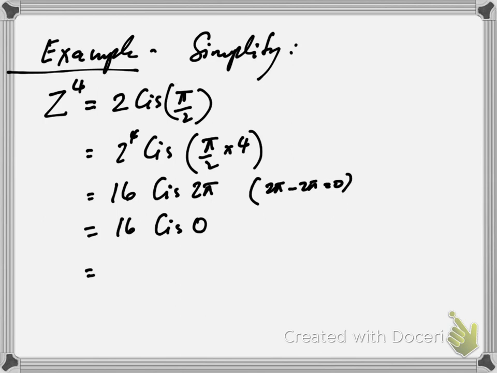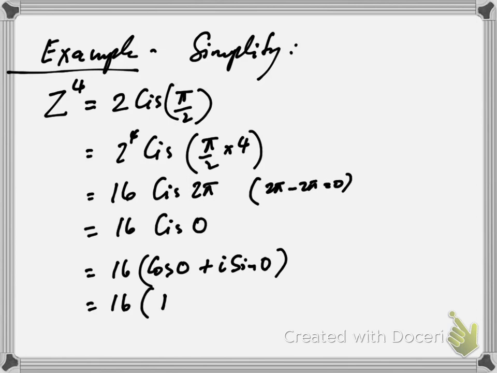And if you expand this, it is 16 cos 0 plus i sine 0, oops, sorry, 0 not theta, my bad. Therefore it's 16 times cos of 0 is 1, and sine of 0 is 0. So 16 times 1 plus 0, that's 1, which will give you 16. Therefore, when you simplify it all the way down, you just get a real component of z to the power 4, and there's no imaginary component now.